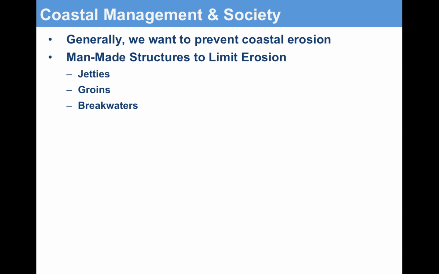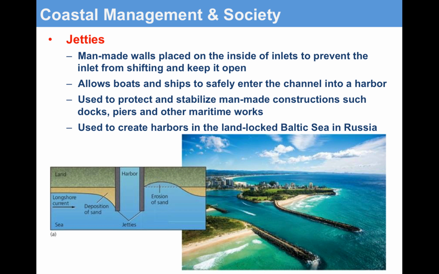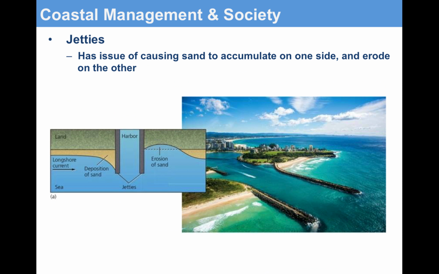So we have some man-made structures: jetties, groins, and breakwaters. All right, here is an example of a jetty. They're man-made walls placed on the inside of inlets, so in the water, to prevent shifting from erosion. All right, so you can see here in cartoon A, here we have our jetties, all right? And you see here that it's kind of preventing the deposition erosion of sand from continuing, all right? It's kind of like a blocker. One of the ways it's been used in the Baltic Sea, it's been used to stabilize bridges, docks, piers, and other things like that, all right?